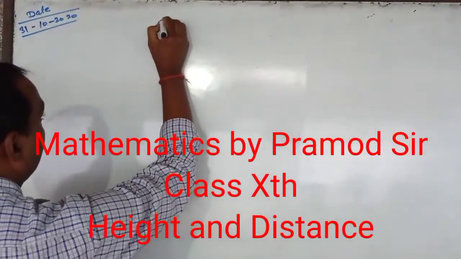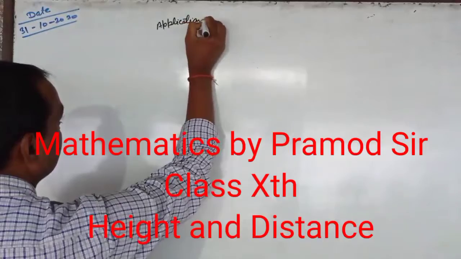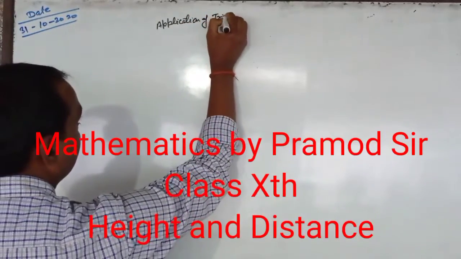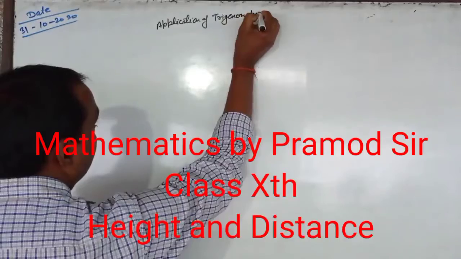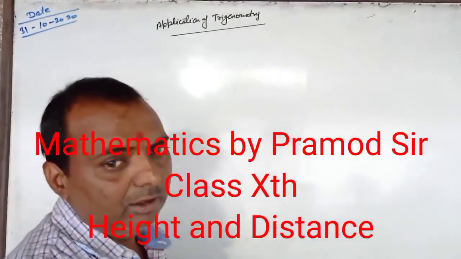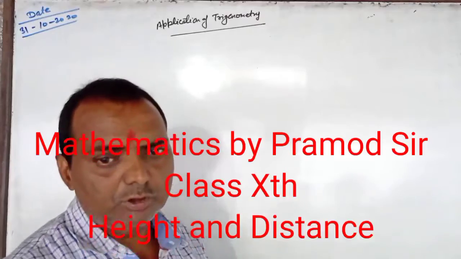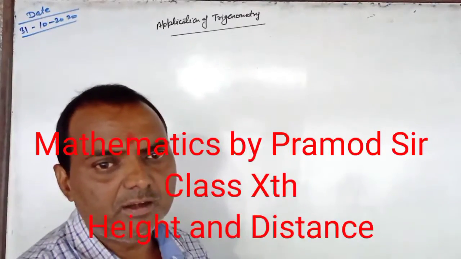Now see applications of trigonometry in a right angle triangle using Pythagoras theorem. If two sides are given, we can find the third side.